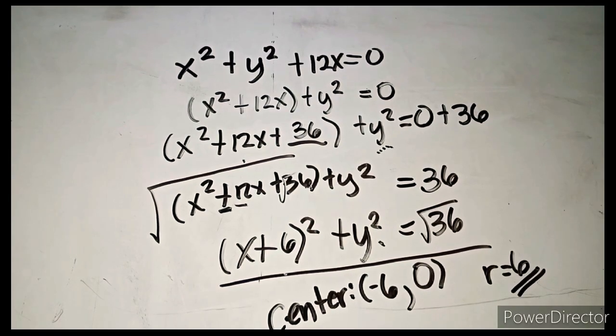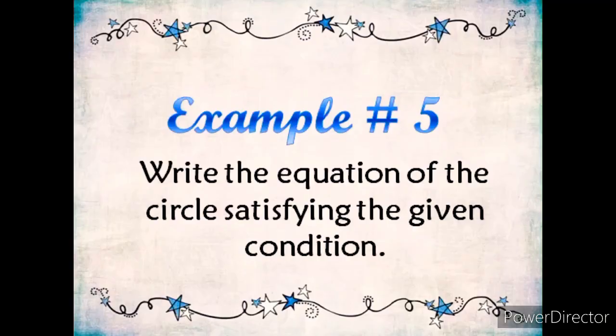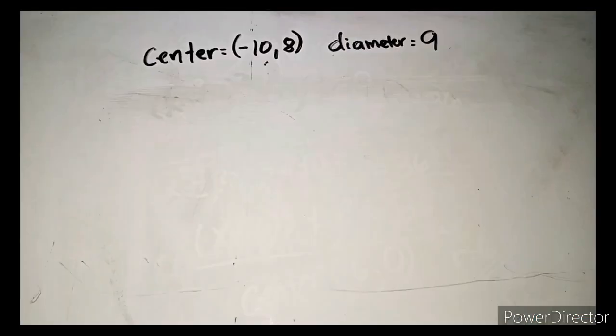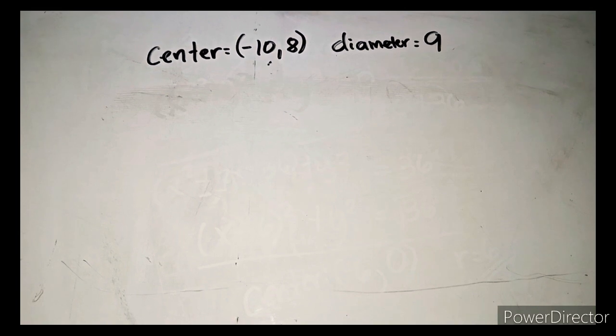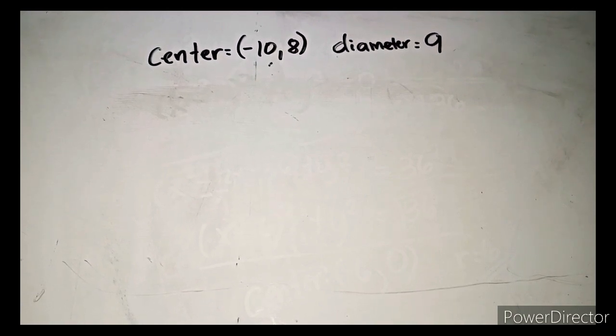Okay, very good. And for our last example, we have example number 5. You need to write the equation of the circle satisfying the given condition. Okay, for example number 5, we have center negative 10, 8, and the diameter of 9. So, kung mapapansin nyo sa previous example natin, ang ibinibigay ko is equation muna, then we're going to find the center and the radius. So, for now, baliktarin natin. Hahanapin naman natin ngayon yung ating equation.